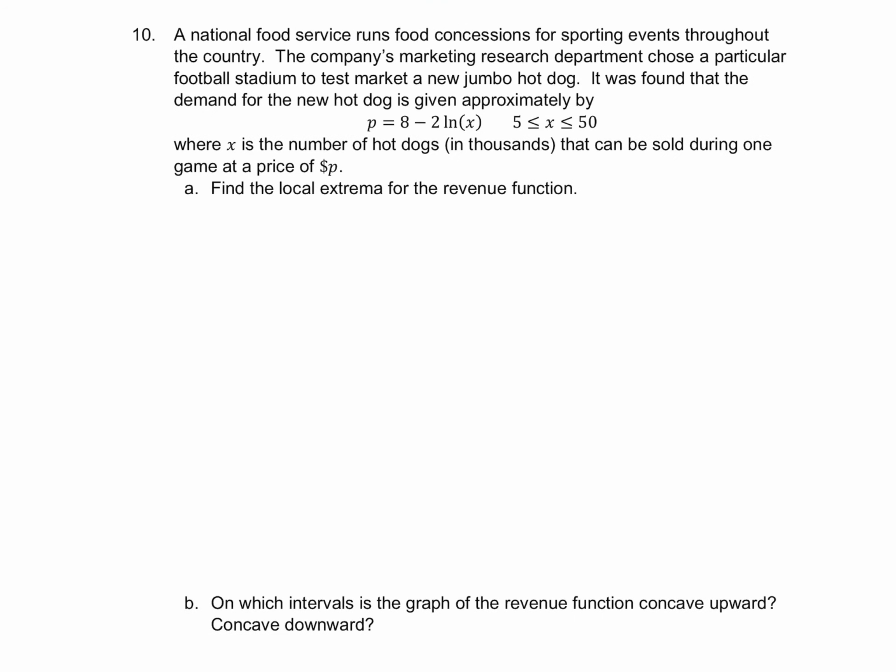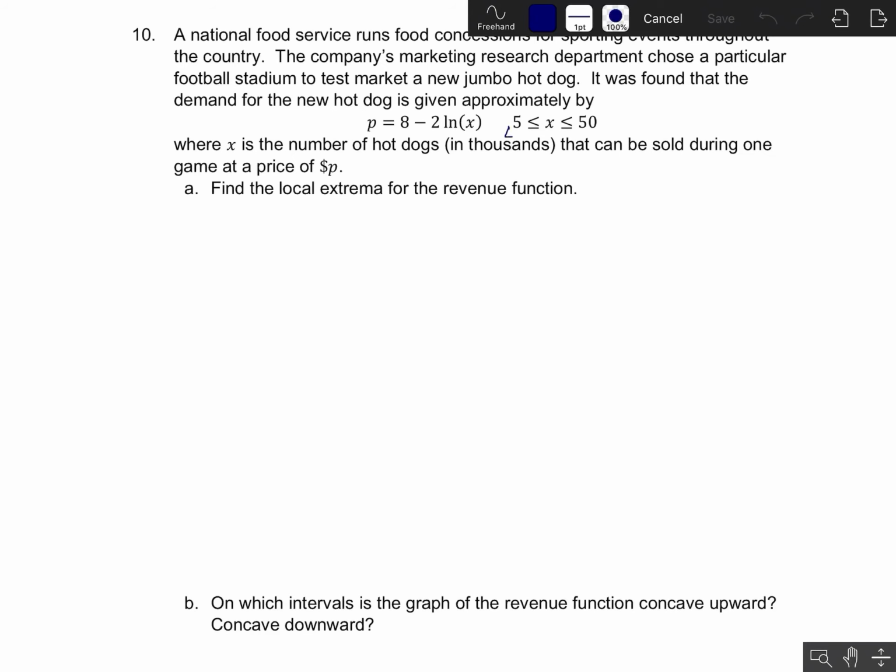So let's look at an example of this in problem 10. It says a national food service is running concessions and their research department chooses some particular football stadium, and it was found at this stadium that the demand for this new hot dog is given by p is equal to 8 minus 2 ln x for this particular x range. So this is the domain of the function that we're given.